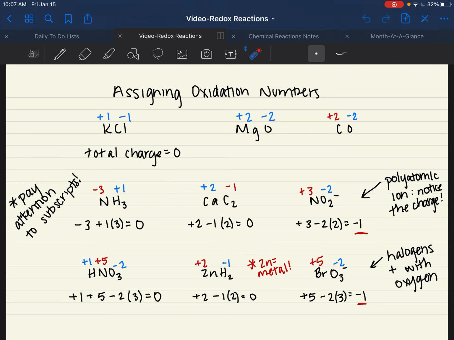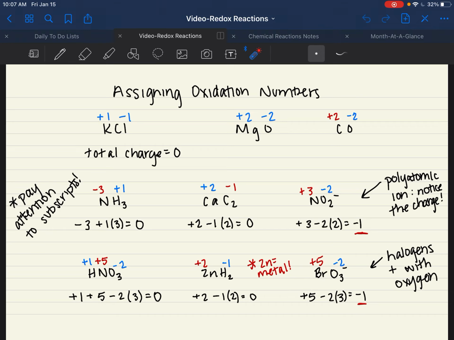Our next one, we have carbon monoxide. Again, O likes to have that -2 charge. We said O always has -2 as its oxidation number, unless it's part of a peroxide. So in this case, carbon will have to have +2 in order to balance it out and equal 0.